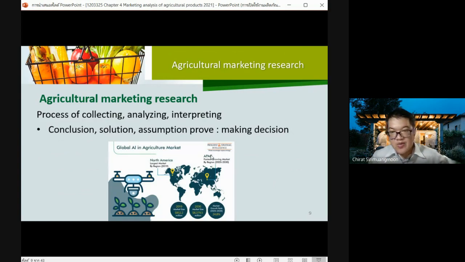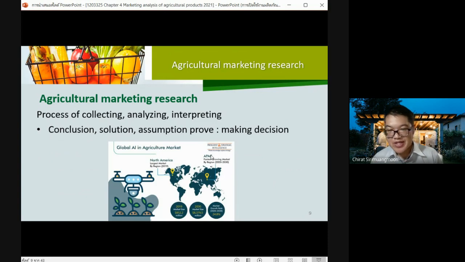Then what are we going to do when we need to do agricultural marketing research? Agricultural marketing research is actually the process of collecting, analyzing, and interpreting data related to agricultural products. In this case, it might be anything like the sales, the qualities, the trends, and then you make the conclusion and find some solution. And also you prove some assumptions in order to make decisions on your topics of interest or current study.